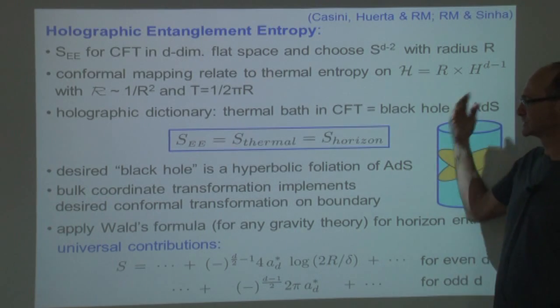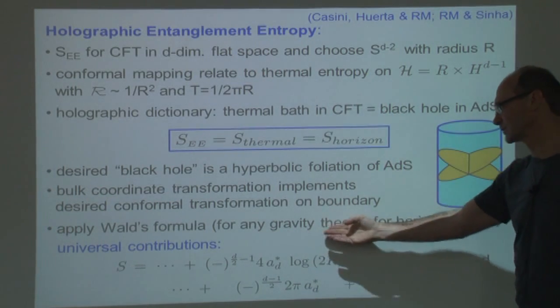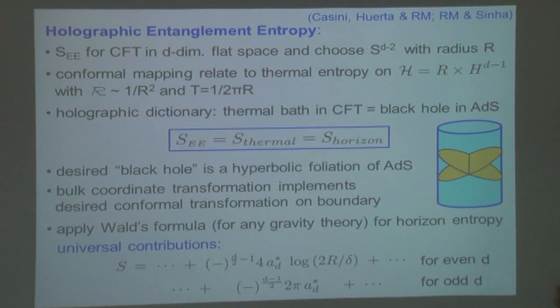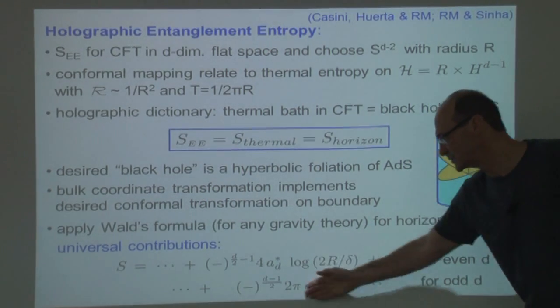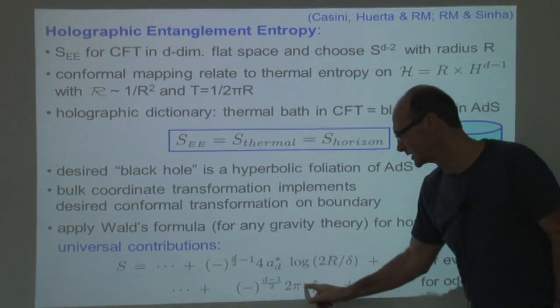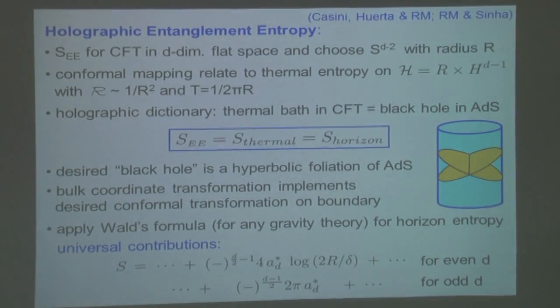But then, you just take the usual gravitational technology, you evaluate the horizon entropy, and then you find that this is the universal contribution. And what's appearing here is precisely that A-star, that complicated formula that we had for the thing that was flowing in our C-theorems.